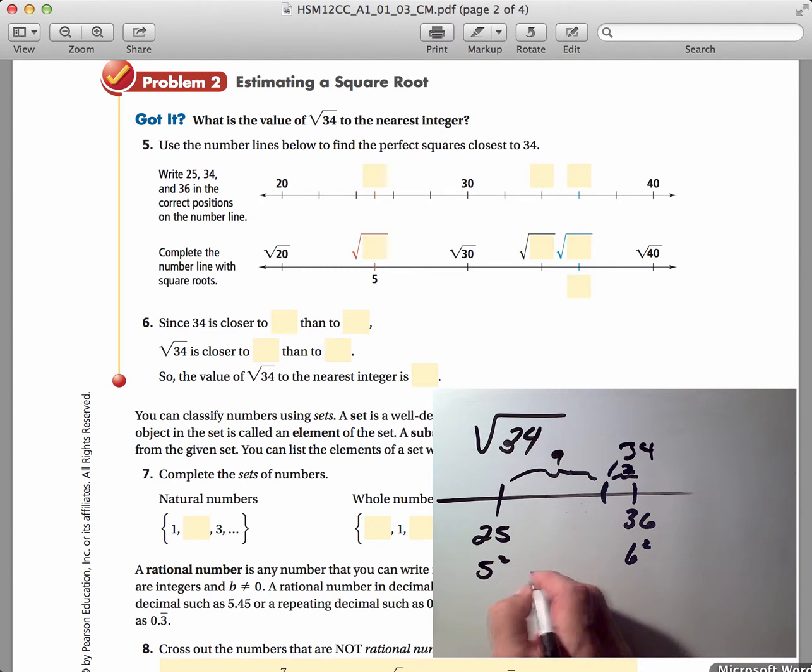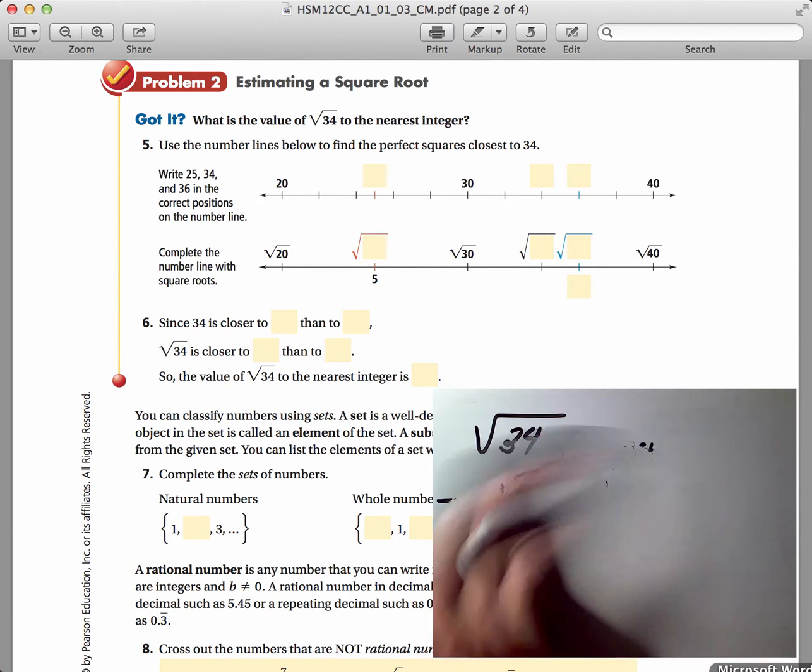So I'm going to say it's probably something like 5.8 maybe, as a guess. Take your calculator out. If you have one on your phone, go ahead and use it. And take the square root of 34 and find out how close did I really come to the actual answer just by estimating where it fell on my number line.